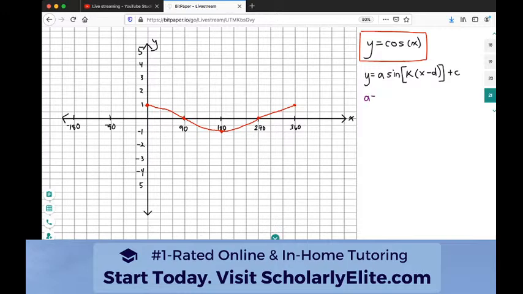So the a can be solved by taking the max. So in this case, this is the max, because it's obviously the highest the y value goes in general. And you subtract the minimum from it, and you divide that by 2. Yay! The c value is very similar, and it's max plus min divided by 2. My number one tip is just memorize one of these really well, and then remember that the other one is the opposite.